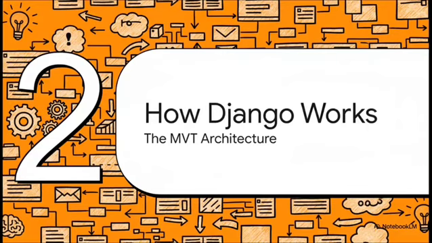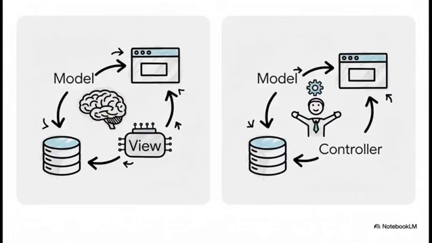All right, so we know what it is and where it came from. Now let's look under the hood at its architecture. This is the real core of how Django works, and it's what makes the framework so incredibly organized and powerful. Now, you might have heard of a design pattern called MVC, which stands for Model View Controller. A lot of frameworks use it. Django uses its own little twist on this called MVT, Model View and Template. It's a subtle difference, but it's an important one. Let's break down what each of those parts does.